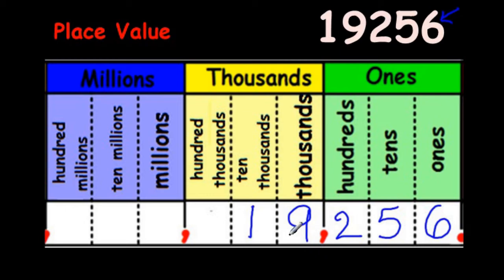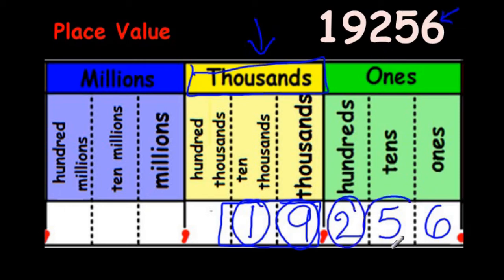Okay, now let's read the number properly together. So in the thousands house, we have 1 ten thousand and 9 thousands. So together it's going to make 19 thousands. Now let's look at the ones house. We have 200, 5 tens, that is 50, and 6 ones, that will be 6. So altogether, how will I read the number in the ones house? Very good. I'm going to read it as 256.